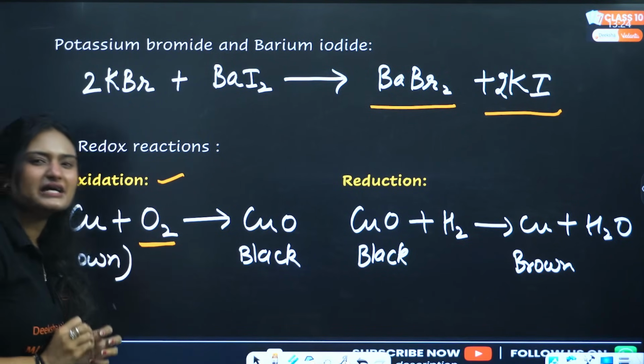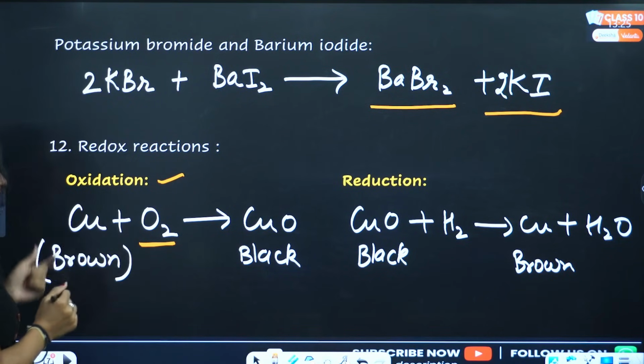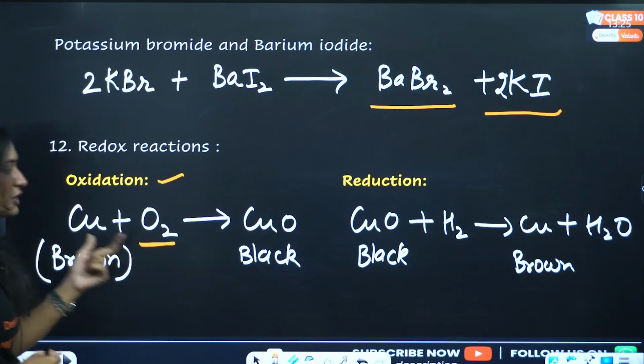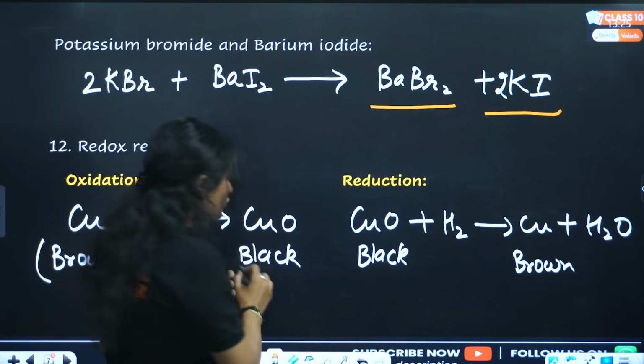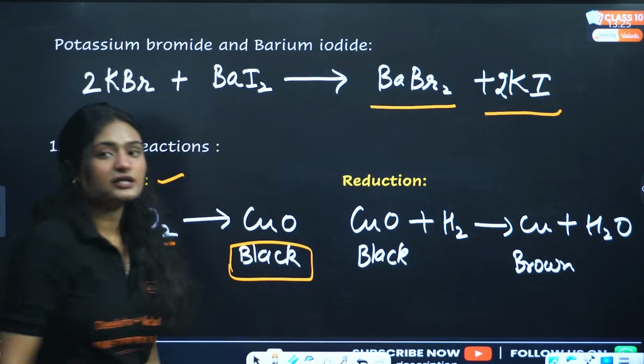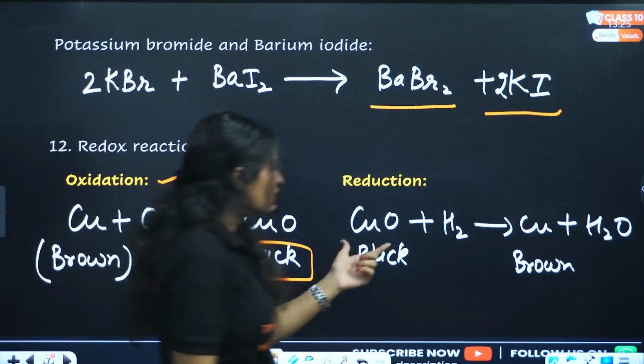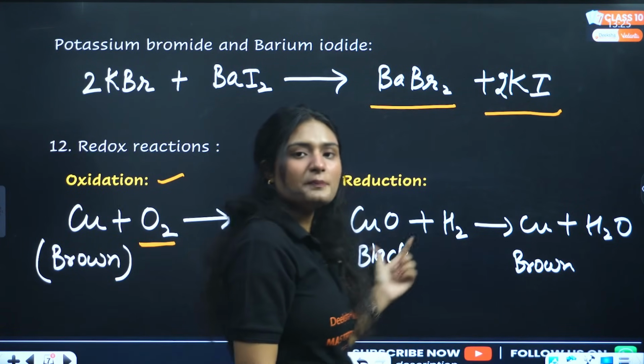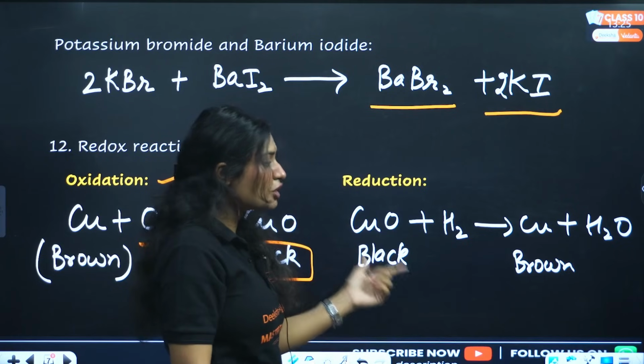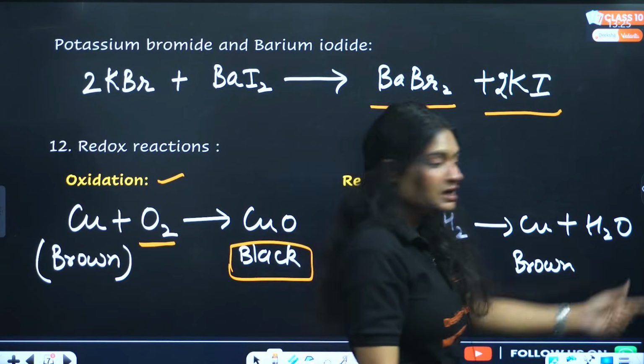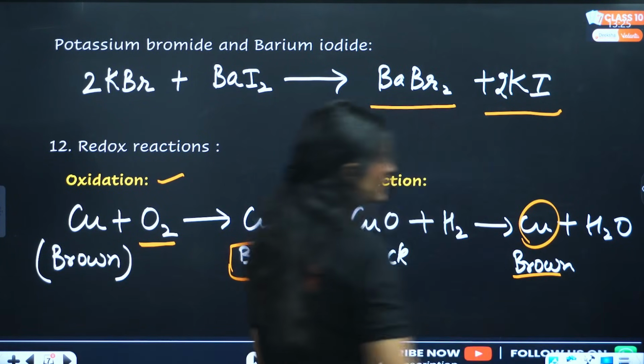say addition of hydrogen. Okay, whenever oxygen is getting added, copper, which is brown in color, if you add oxygen, we get copper oxide. Now copper oxide is black in color. If you pass hydrogen gas through copper oxide, we get copper and water. Now copper, again, it is brown in color, reddish brown.